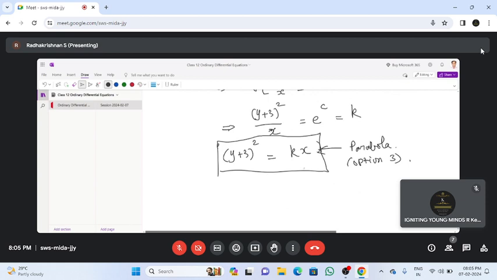It actually represents a set of parabolas. Because you see, (y plus 3) whole square equal to kx. Unless we fix the value of k, it is a set of parabolas. This is called the general solution. If you are able to determine the value of c using some other input, then it will become the particular solution. So this is a general solution: set of parabolas, option number 3.